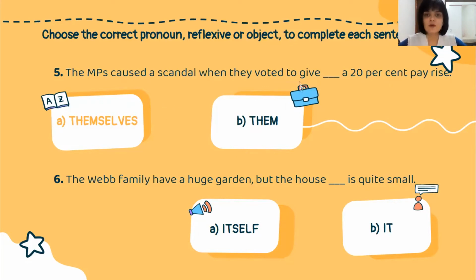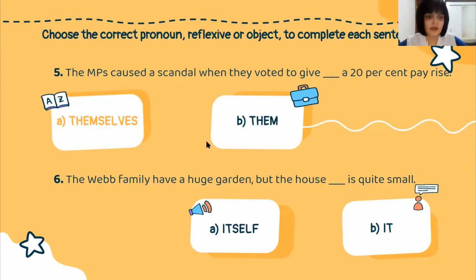Então, aqui, o pronome reflexivo themselves está diretamente relacionado aos MPs. Então, nesse caso, os MPs, que são o grupo que está sendo especificado, né, eles causaram um escândalo quando eles votaram para se dar um aumento de 20% no salário.